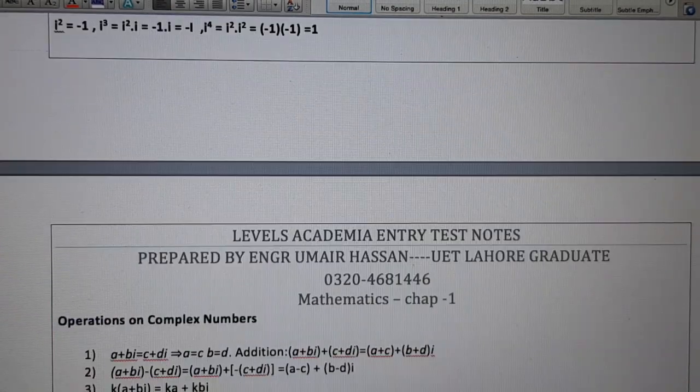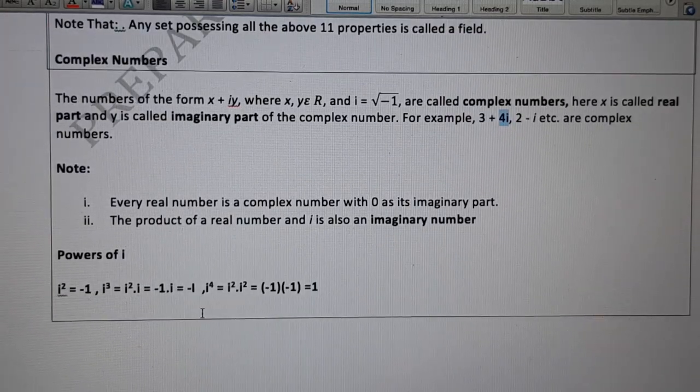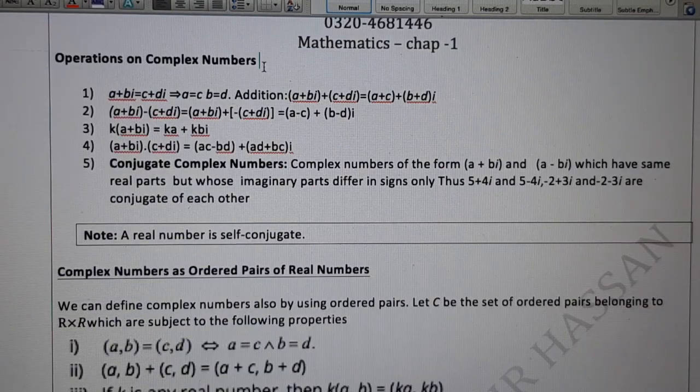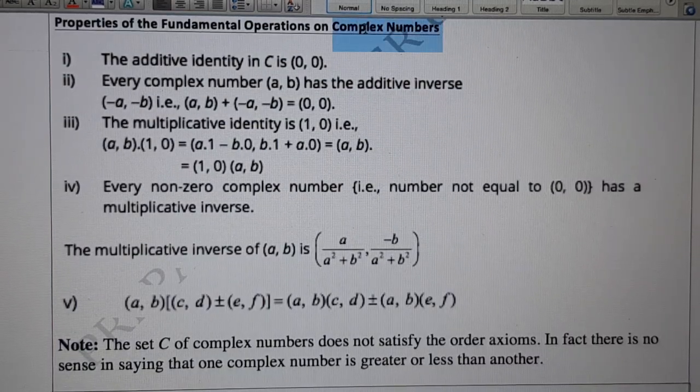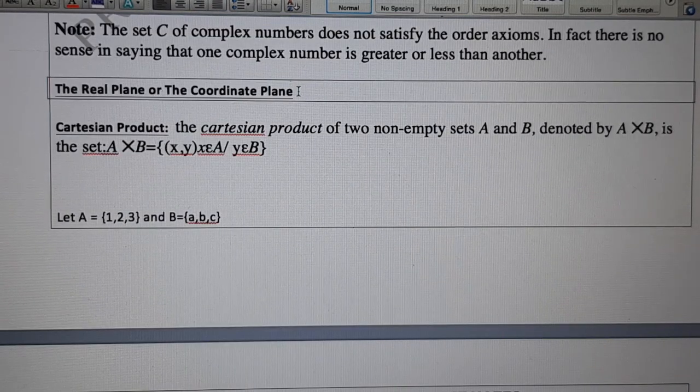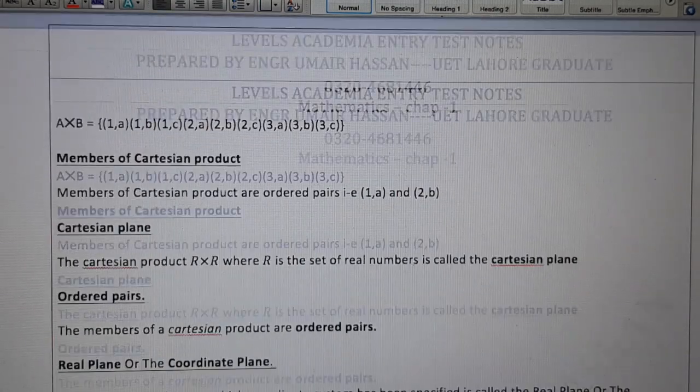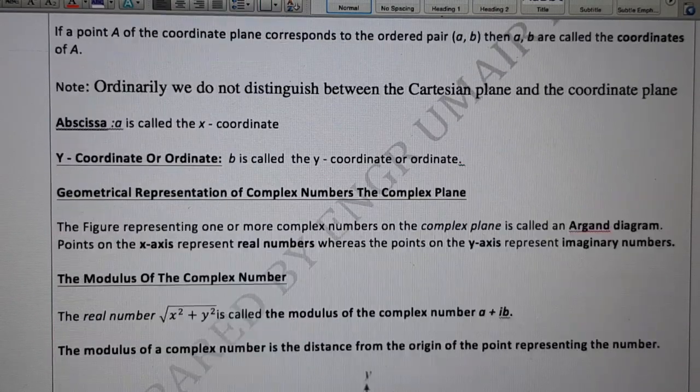These are important things that are part of entry test preparation. They ask questions on powers of iota. We have to do questions related to operations on complex numbers: addition, subtraction, multiplication. Then we have to represent a complex number as an ordered pair of real numbers. We have properties of the fundamental operations on complex numbers, 5 to 6 properties, and then the real plane or the coordinate plane, another important thing that is being asked in the entry test.